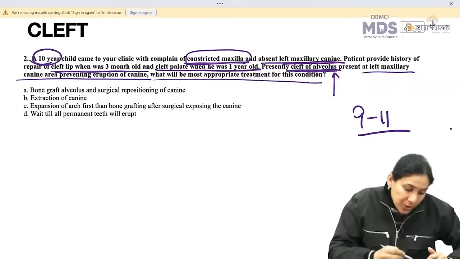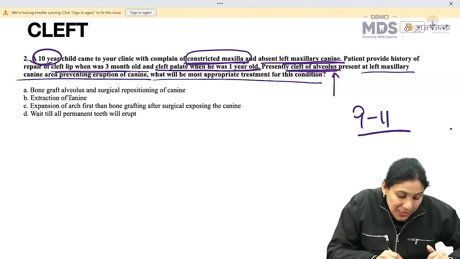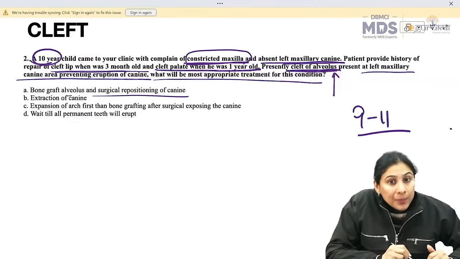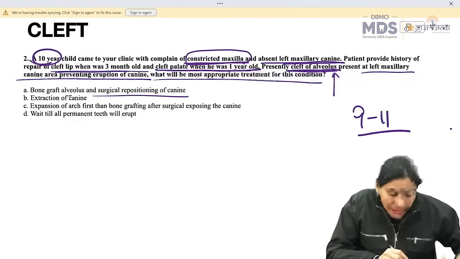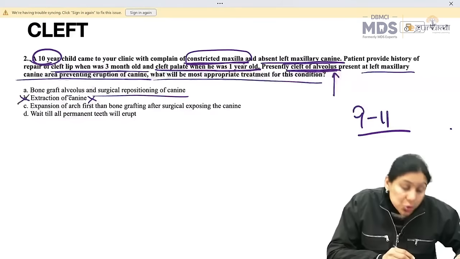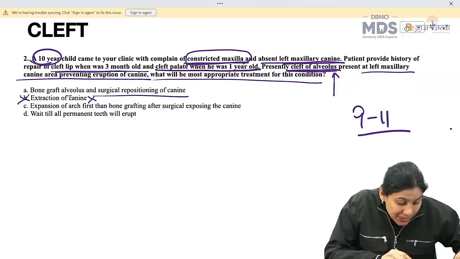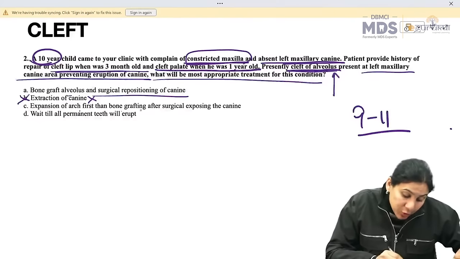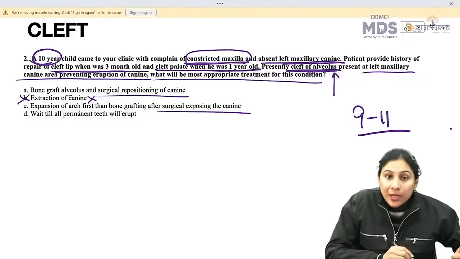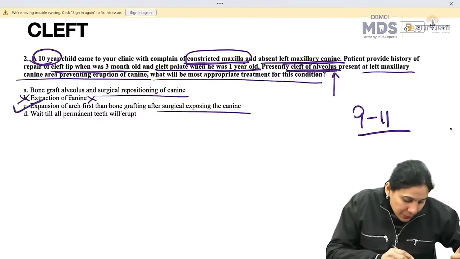So what will you do? You will do bone grafting of the alveolus and surgical repositioning of the canine. Or you will extract the canine. I don't think so. It's a cornerstone of the arch. You would really want to preserve the canine. You will first expand the arch and then bone graft after the surgical exposure of canine. Yes, that is the correct approach.